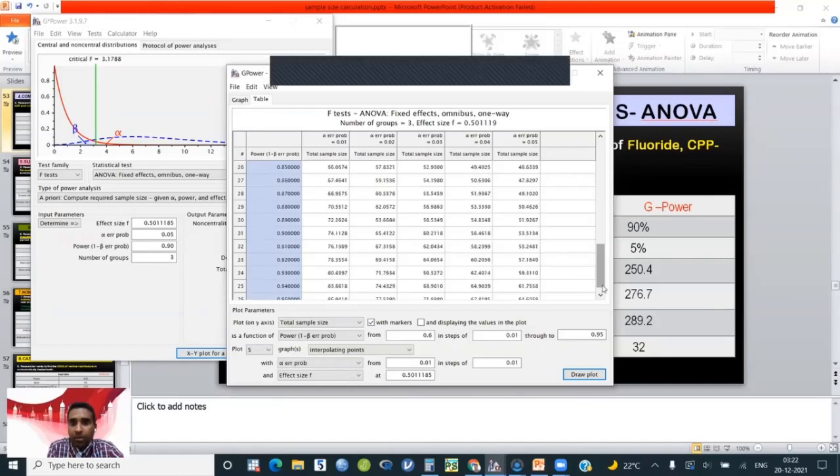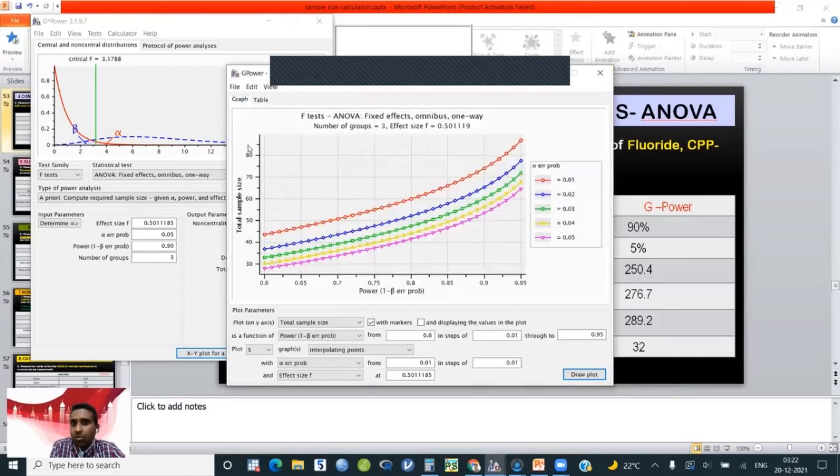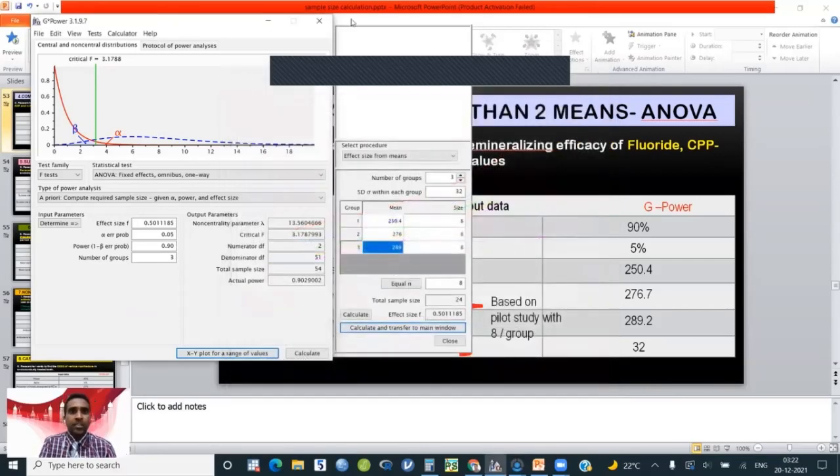Suppose a researcher wants the power to be highest and wants to minimize the error, he can say 95% power at 1% alpha level. He can choose this sample size. And this is a graph which shows how your sample sizes increase as the power increases. That's it. Okay, so let me go to the next example.